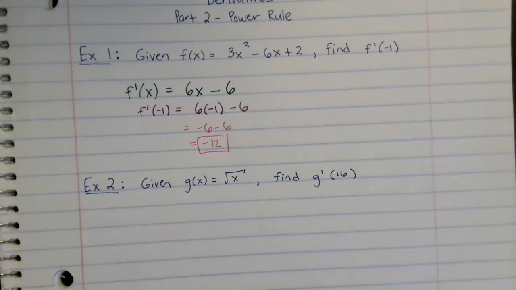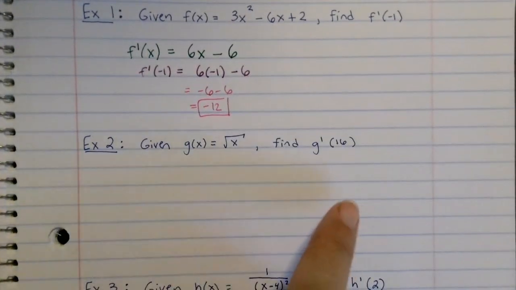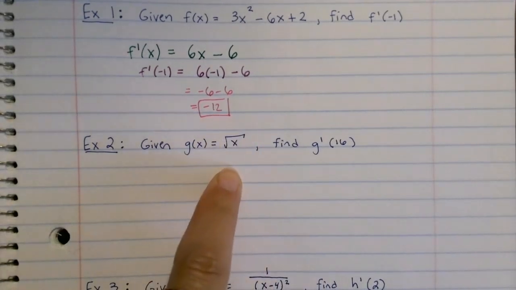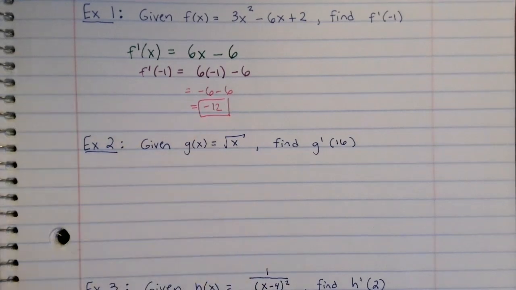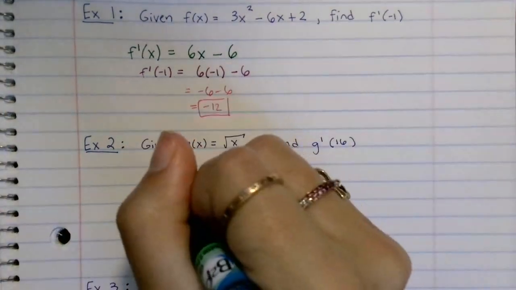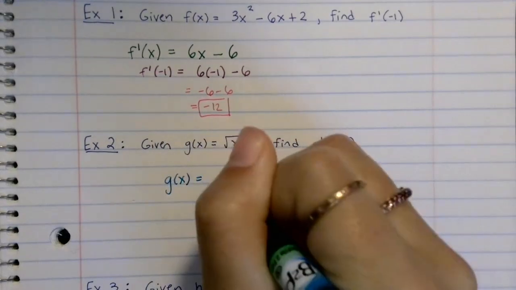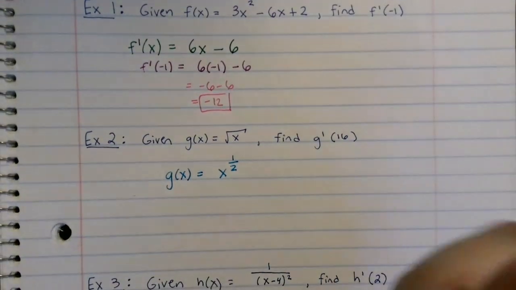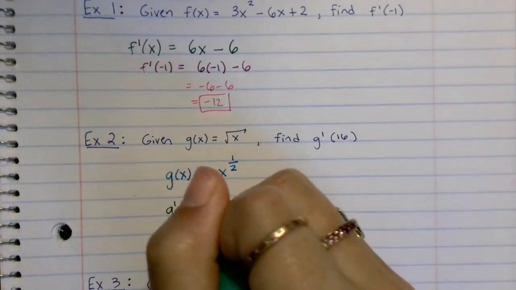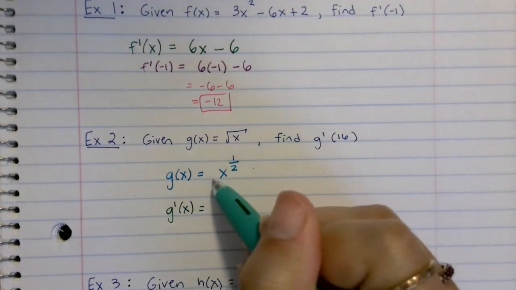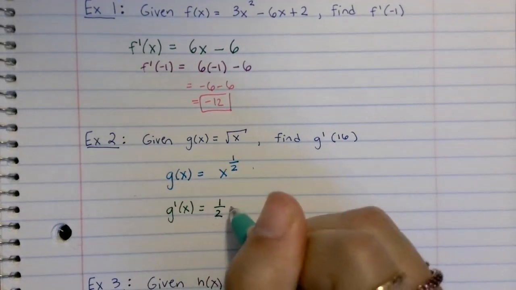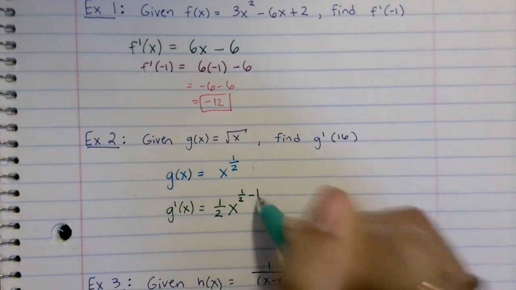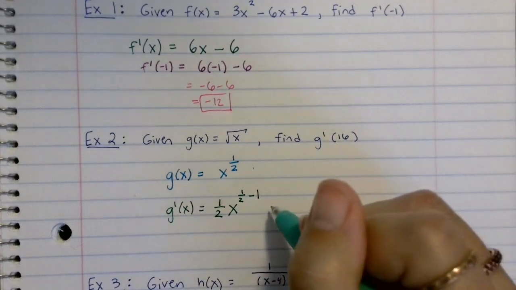Okay, so using that same idea, we're going to evaluate the derivative at 16 for g of x here. But in order to do that, it's helpful to rewrite this with an exponent. So g of x as the square root of x, well, that's the same thing as x to the 1/2 power. So now when I find g prime of x, I'm going to multiply my power down into the coefficient, so 1/2 x, and then I'm subtracting 1 from that exponent, so I'm actually going to show my work this time.